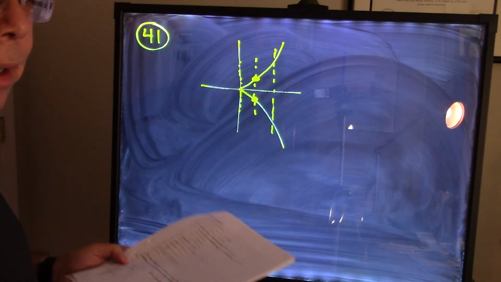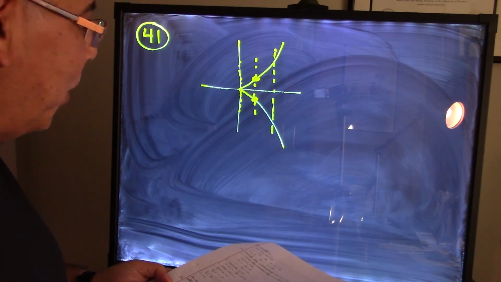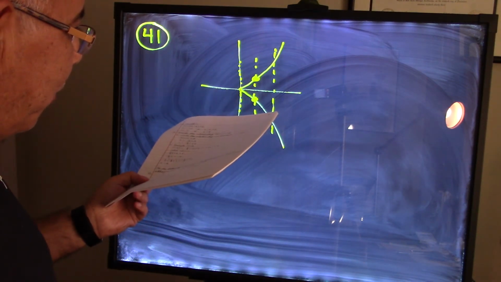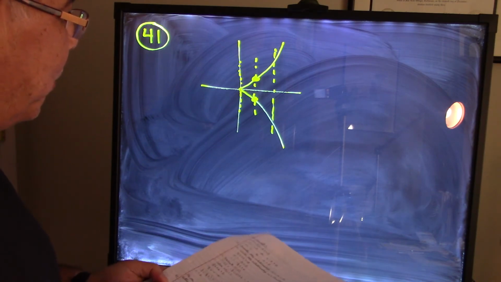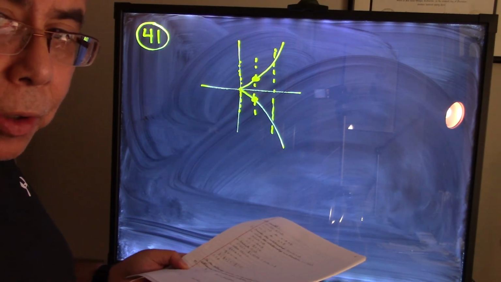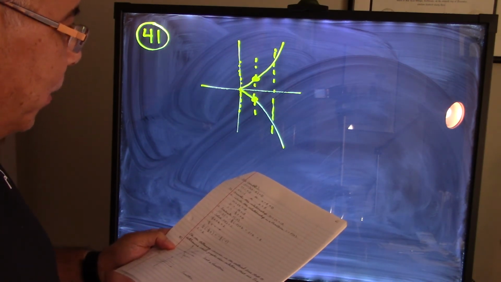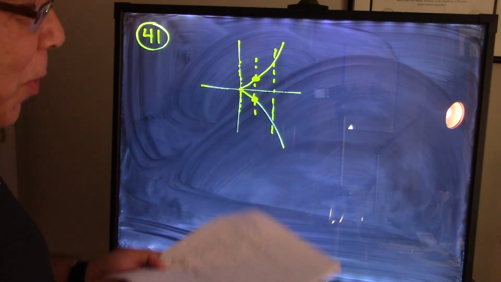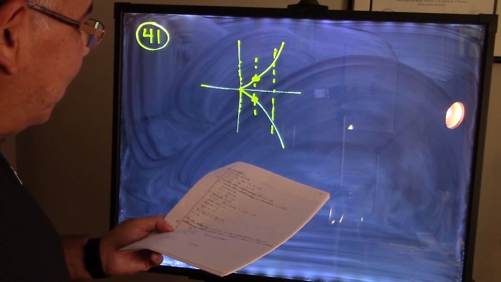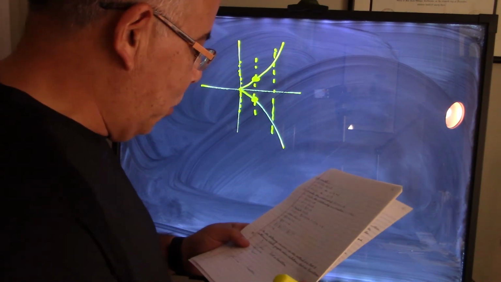But that doesn't work, because if you draw a vertical line in other places, it will hit more than once. So that's all it takes for it to fail the vertical line test. All right. If you can draw a vertical line in one spot, just one spot where it hits more than once, then it's not a function. All right. Okay, so this is no.